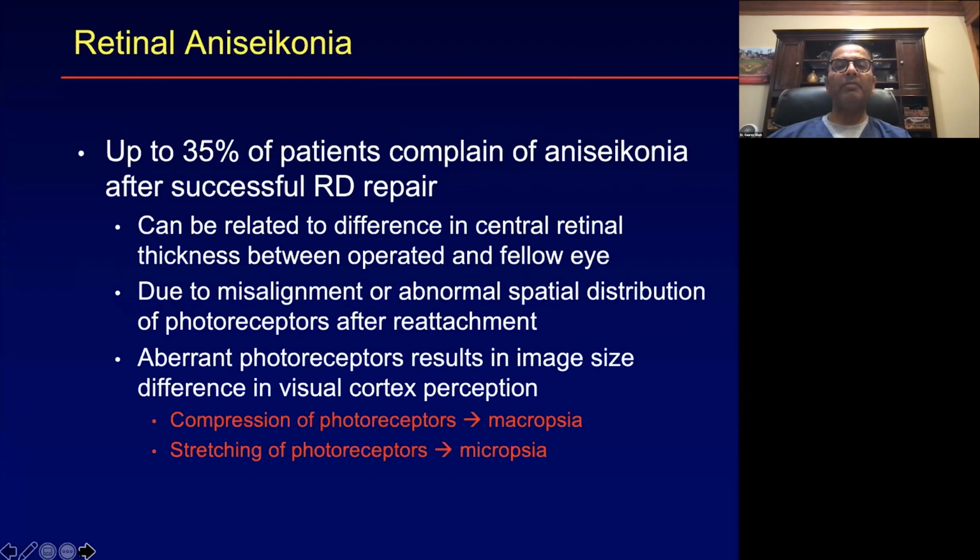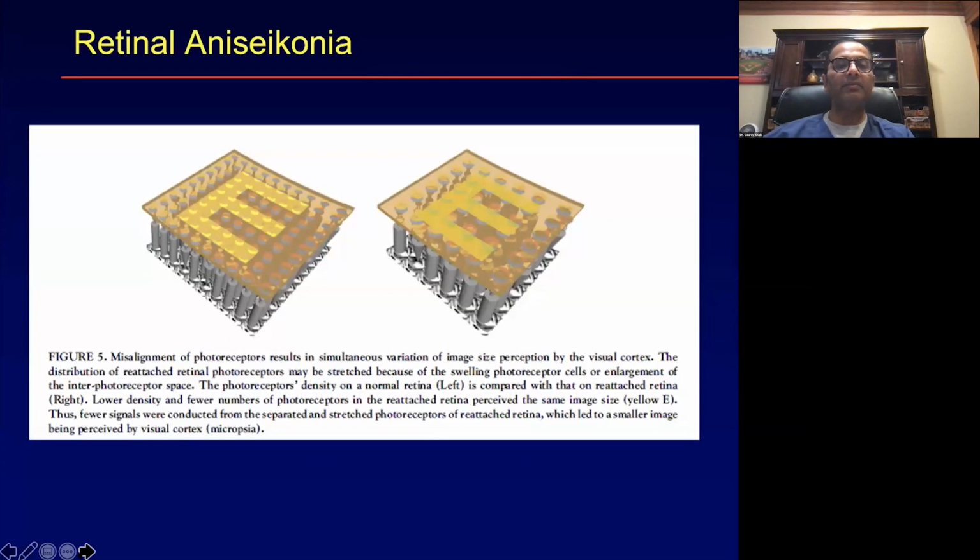One of the things that patients get even after you repair them is this issue of aniseikonia, image differences. Remember that compression of photoreceptors gives you macropsias, seeing images bigger, and stretching gives you micropsias. So sometimes patients complain, not that their visual acuity is not good, but about image size differences. I think it's important to let them know that that is a possibility in retinal detachments.